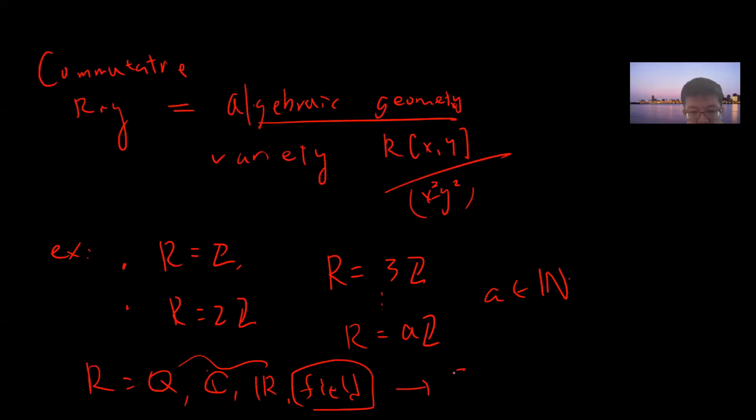So we will talk about field theory. It's not field theory in physics, but field theory in abstract math. Basically, a field is defined to be a commutative ring where there are inverses, right?